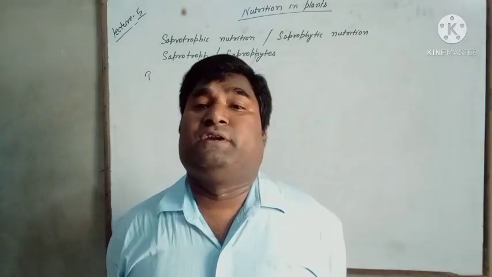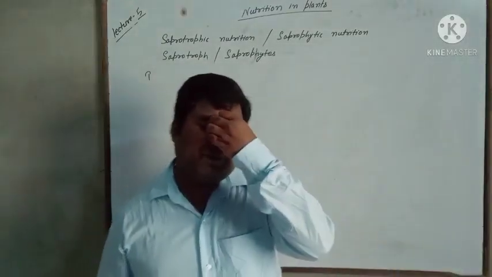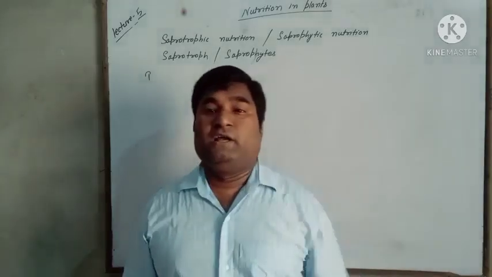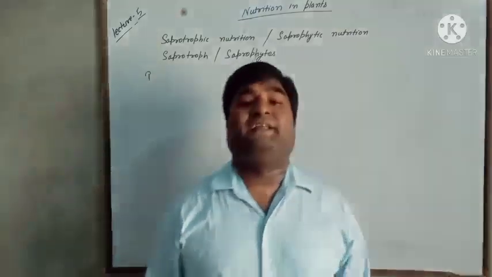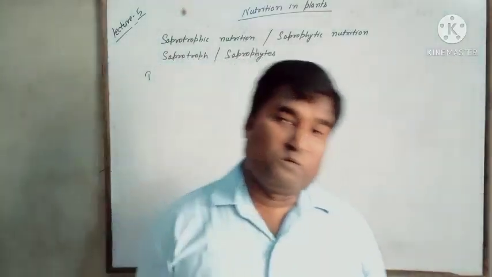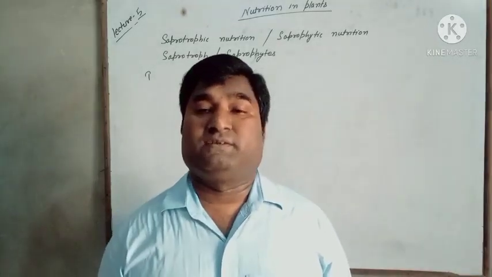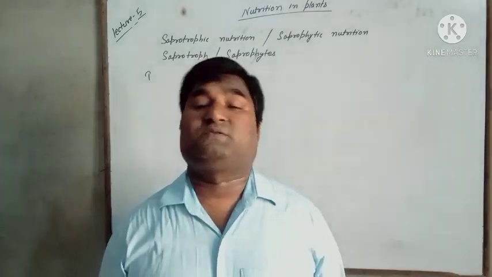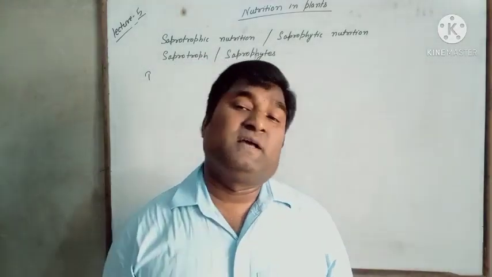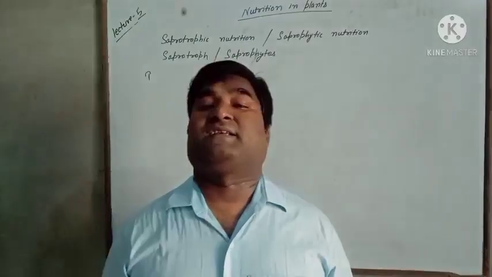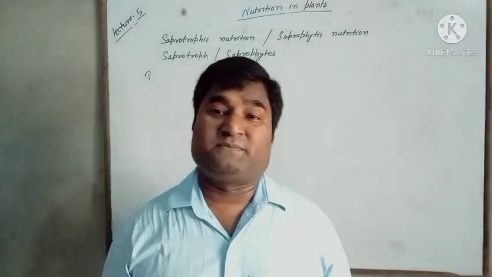This is the fifth video lecture of the chapter Nutrition in Plants. In the last video, we discussed heterotrophic nutrition, meaning non-green plants that do not make their own food and rather depend upon some other organism for their nutritional requirement. In that we saw the parasitic mode of nutrition, and Cuscuta is the example of a parasitic plant.